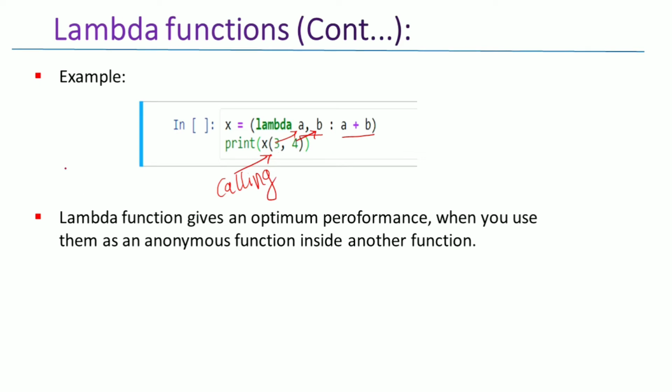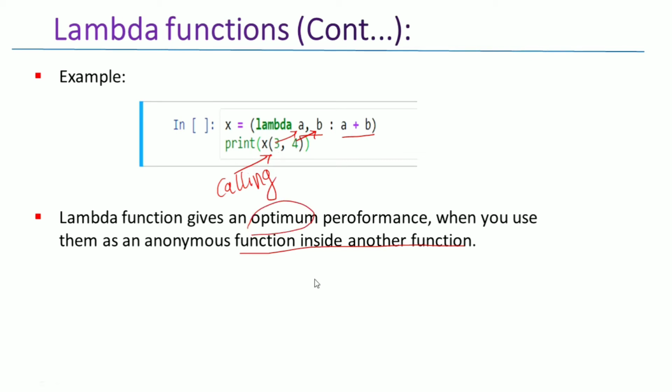This is the normal way of defining lambda functions, but it gives optimum performance when we use that function inside some other function, inside some other user defined functions. Whenever we use lambda functions there, you will get the optimum performance.